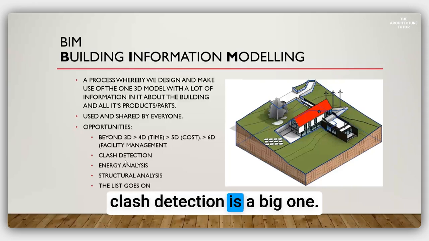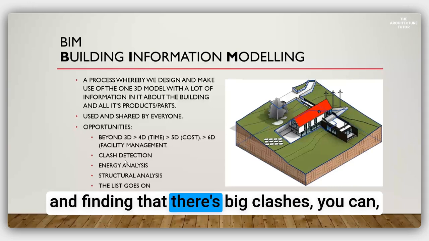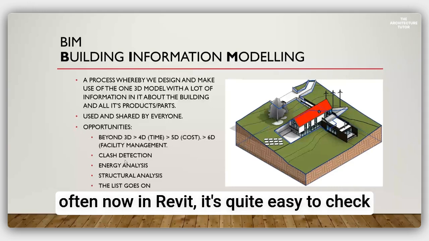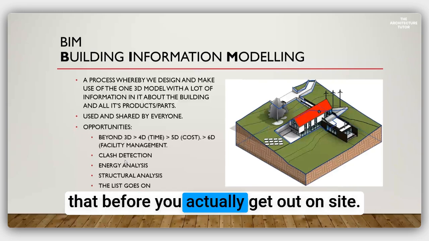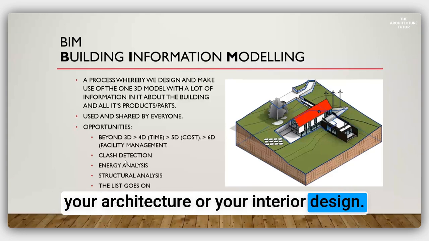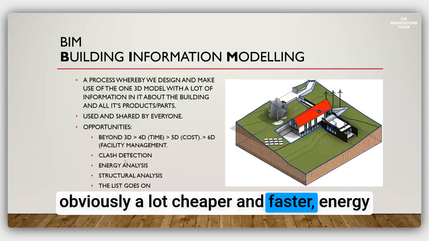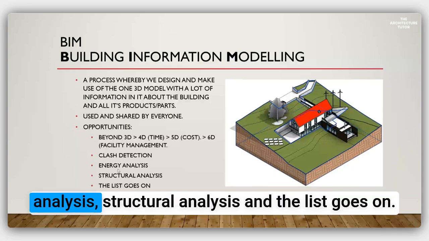The clash detection is a big one. So rather than starting construction on site and finding that there's big clashes, you can often now in Revit, it's quite easy to check that before you actually get out on site. So if there's a clash between structure and your architecture or your interior design, you can resolve that in the model, which is obviously a lot cheaper and faster. Energy analysis, structural analysis, and the list goes on.